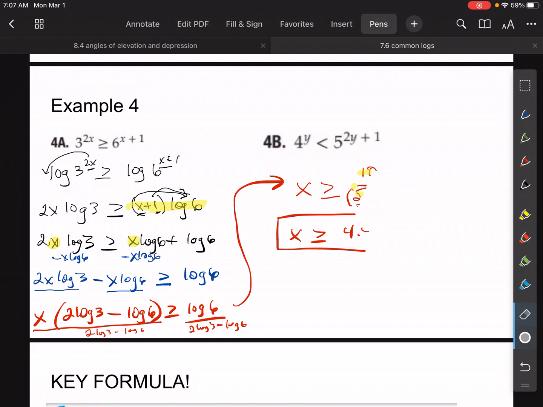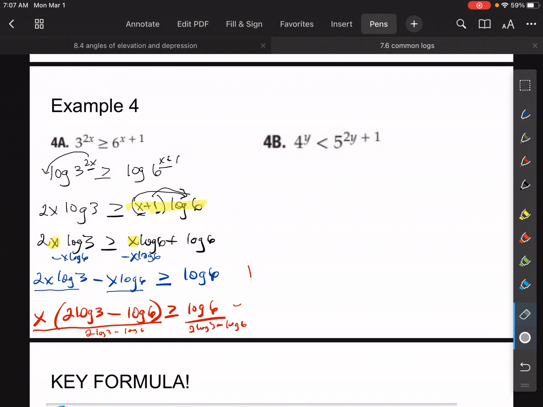So for 4B here, let me just erase what I have done. We'll go to there.